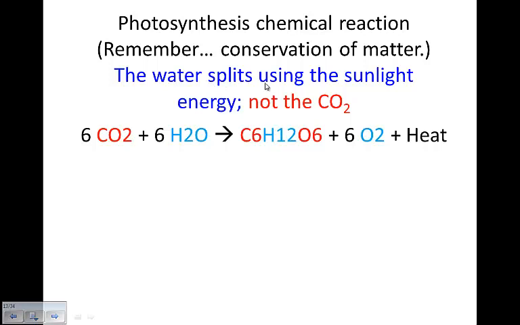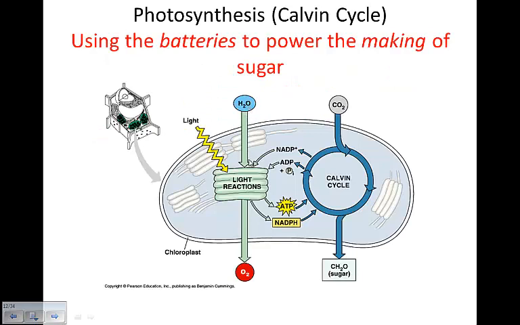Okay, so the water splits using the sunlight energy, not the CO2, because if we look back here, water is split in the light reactions. So light is not used in the light independent reactions. CO2, you want to know CO2 in the light independent, water in the light reactions.